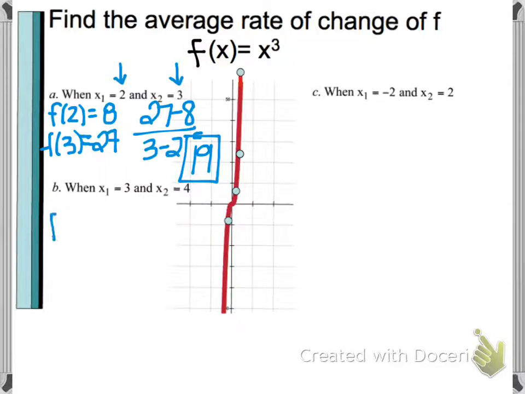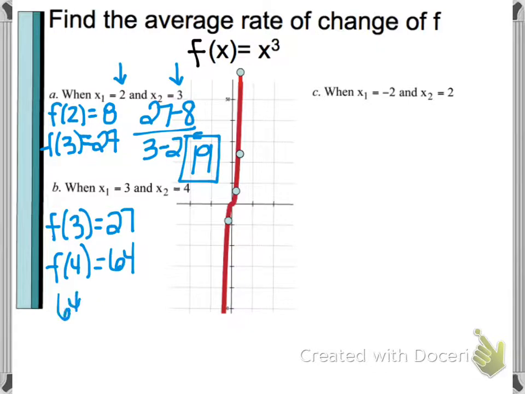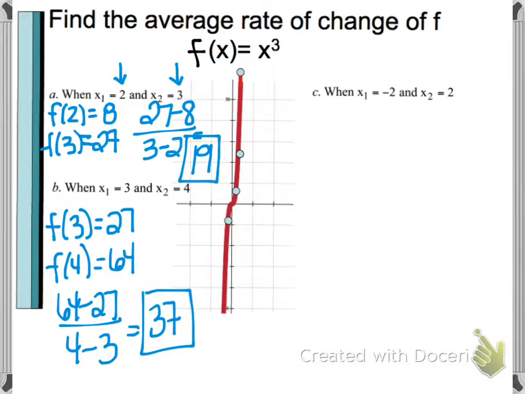So the same thing for when we want to go from 3 to 4. f(3) is 27. f(4), 4 cubed, is 64. And I do the same thing. I can subtract the y's and I can subtract the x's. 64 minus 27 over 4 minus 3, and we're going to get 37 over 1. And again, it changes.